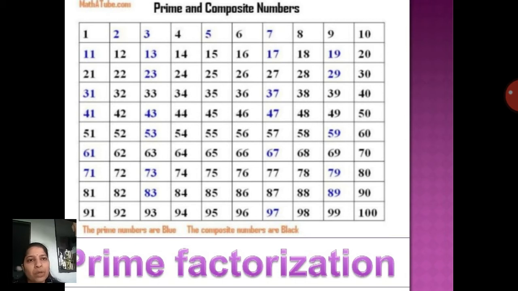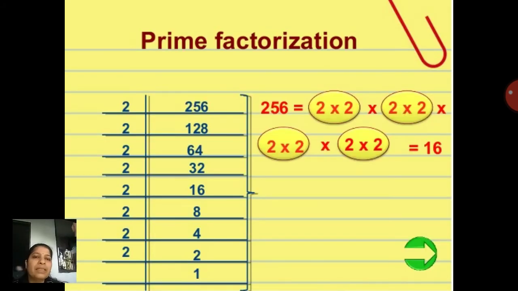So when we go with prime factorization, we cannot take 4, 6 or 8, though the number can be divisible by 4 or 6. We have to choose only prime numbers. Now let us see the prime factorization method. I have given one example to find the square root with the help of prime factorization. The number on your screen is 256.